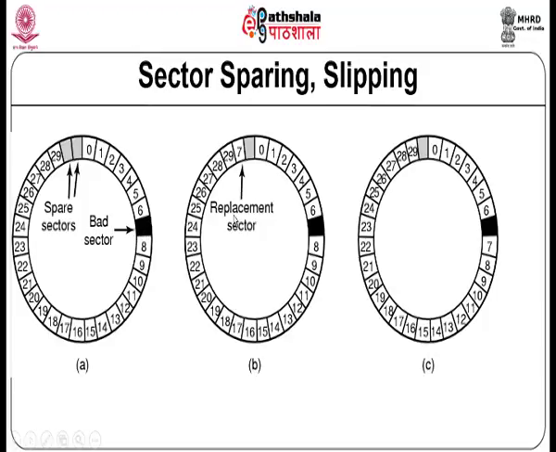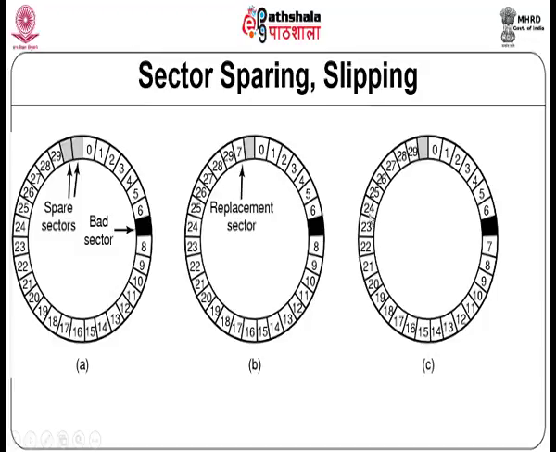And for sector sparing, or sector forwarding, what is done is that a spare sector is taken, the contents of sector number 7 are moved here and stored here. So, one of the spare sectors is used to store the contents of the bad block.